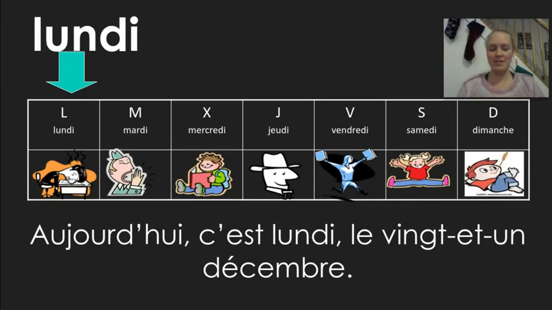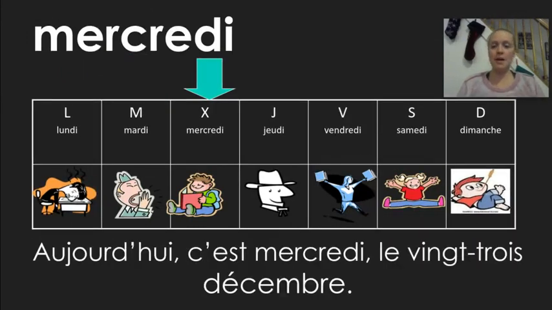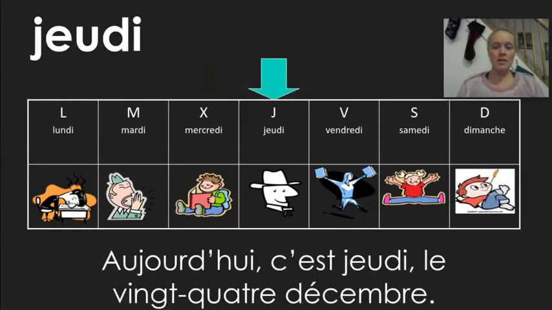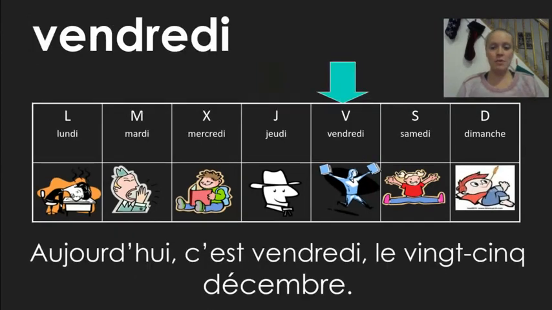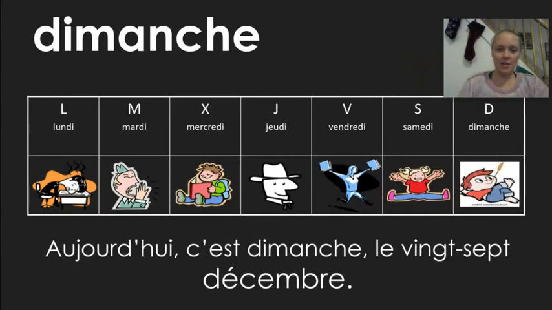Right? So we put it in the same exact place. Or if it's Tuesday, you would say aujourd'hui, c'est mardi, le 22 décembre. Or aujourd'hui, c'est mercredi, le 23 décembre. Aujourd'hui, c'est jeudi, le 24 décembre. Aujourd'hui, c'est vendredi, le 25 décembre. The 25th. Woo! Joyeux Noël. Merry Christmas. Okay, so, and aujourd'hui, c'est samedi, le 26 décembre. Aujourd'hui, c'est dimanche, le 27 décembre.